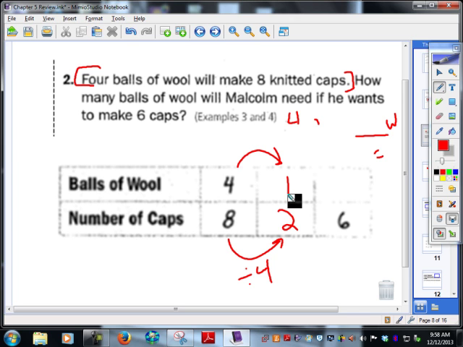Now, Sydney, put that book away. What am I doing to go from 2 to 6? Yes, Haley. Timesing by 3. So what do I got to do to my number of balls of wool then, Casey? Times 3. You got it. So we get the same answer, don't we?